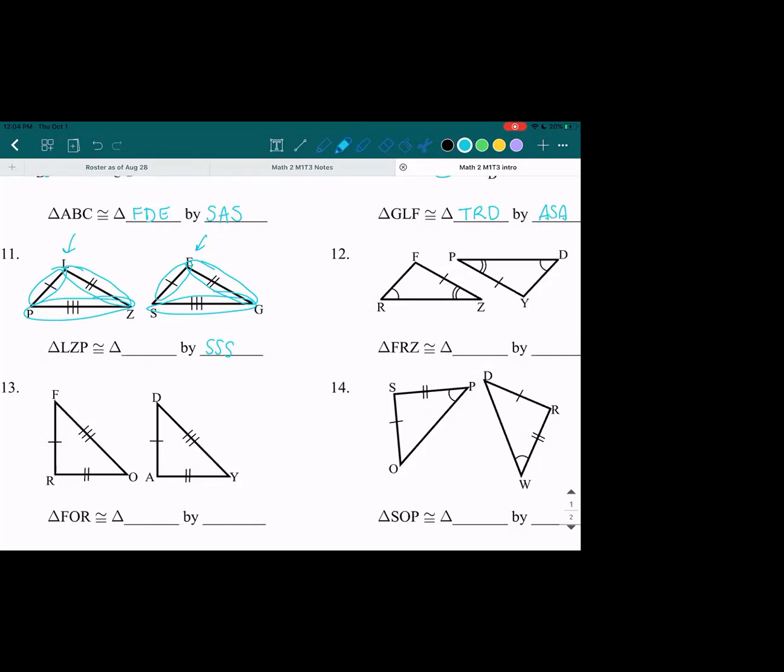Then we have Z is the next part. Z corresponds to G. Oh, I didn't even write it. I got distracted. So E was first, G is next, and then last they put P, which corresponds with S. So we have EGS, kind of like eggs.